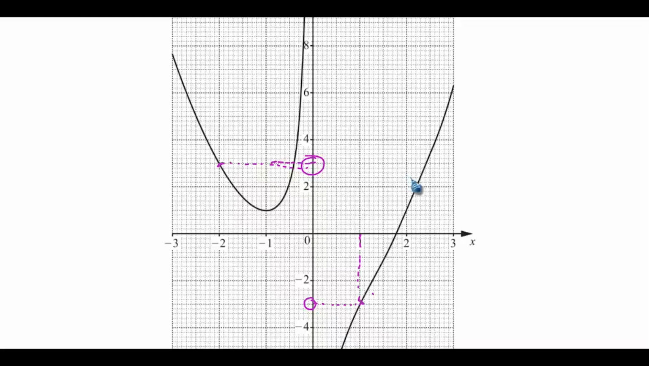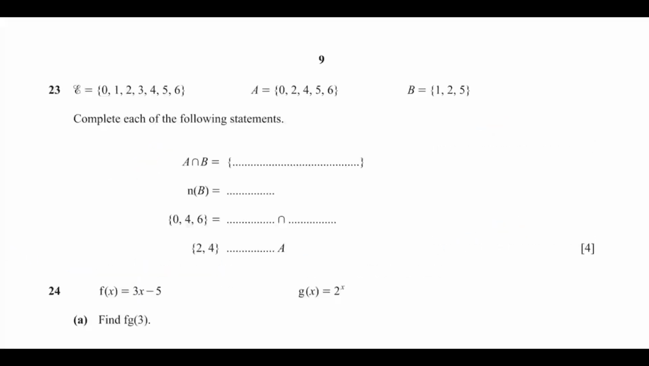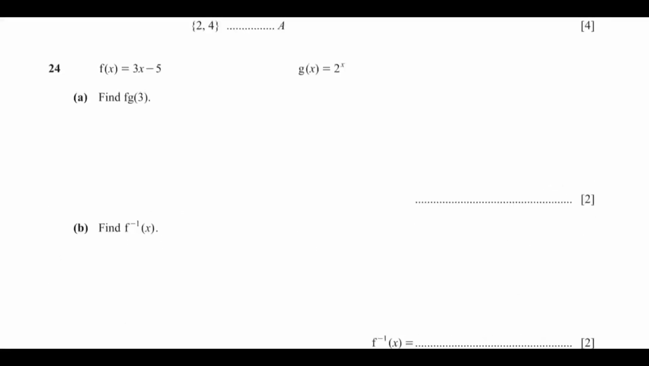So we need to pass it into f of x again. That will be f of 3. So f of 3 will be this, and the answer will be here, that is 6.3. So the answer will be 6.3. So let's go to the next question. This will be question 20.